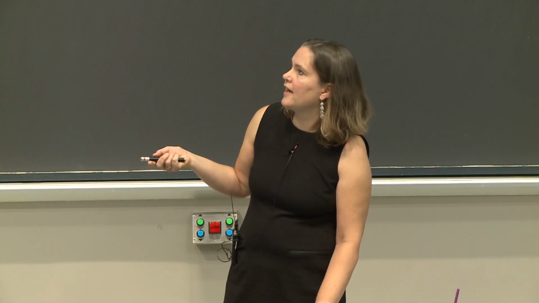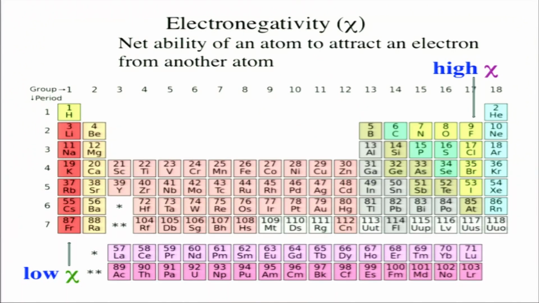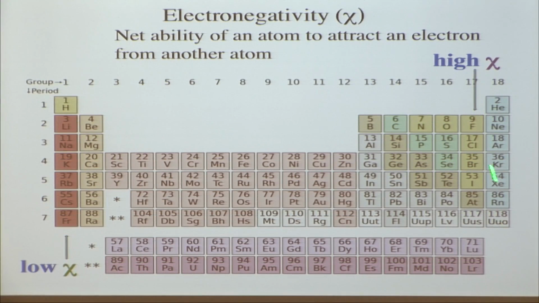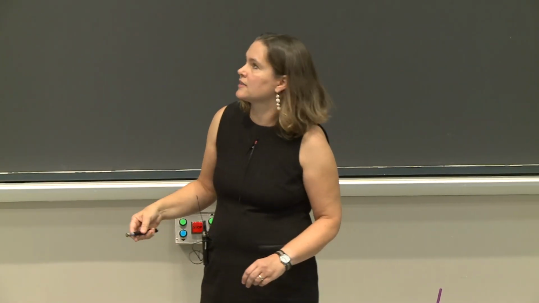So if we look then at just a periodic table, again, this makes sense. We gain an electron over here. We get our happy noble gas configuration. We lose electrons over here. We do the same thing. So that's a way to think about electronegativity.